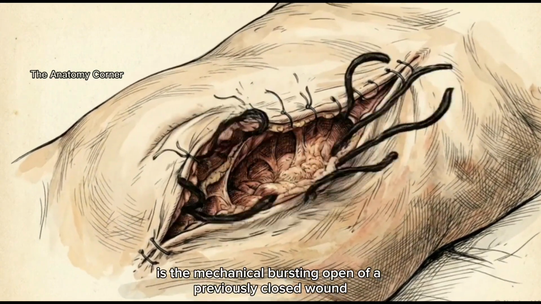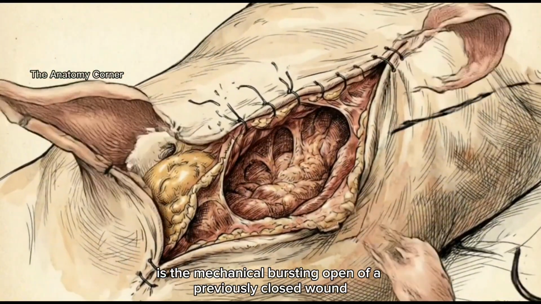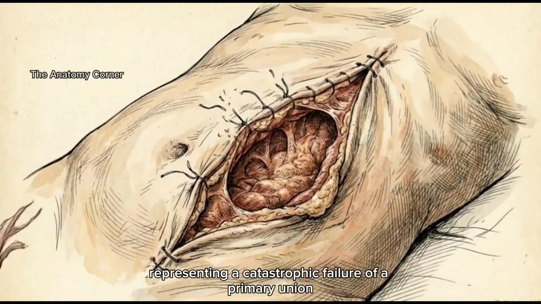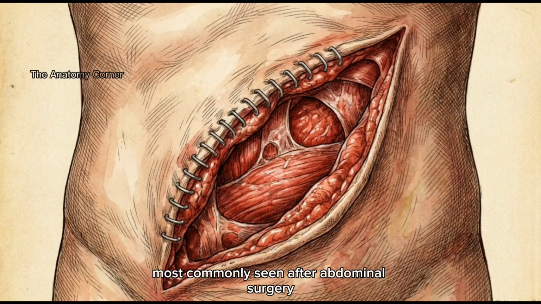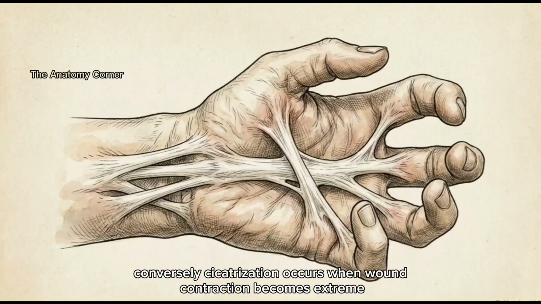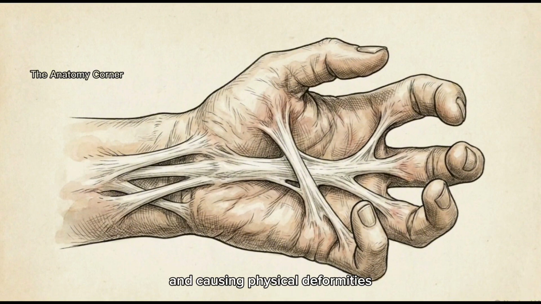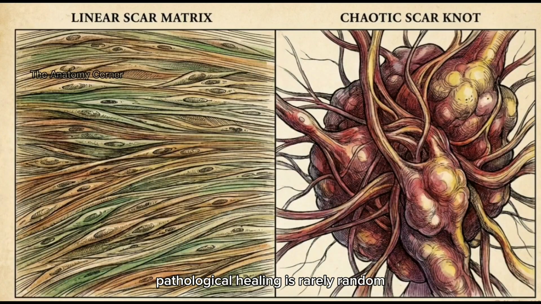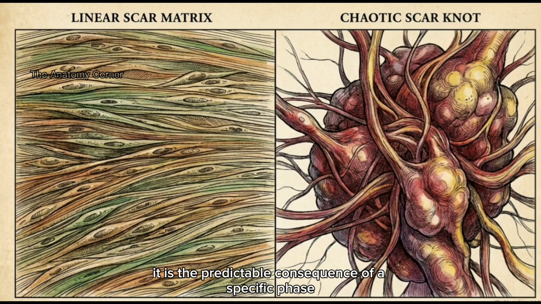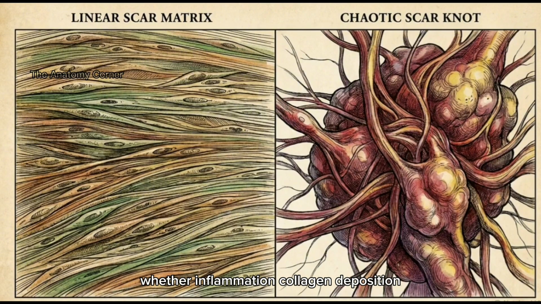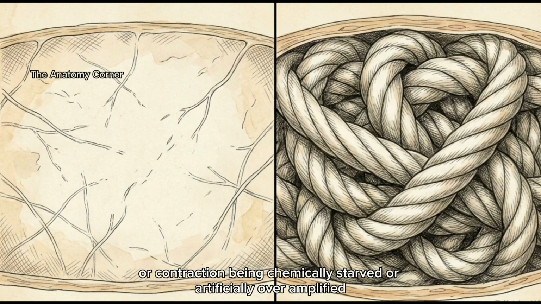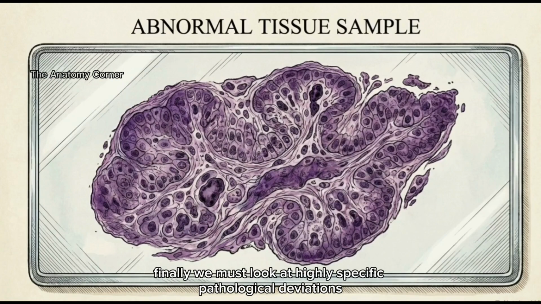Wound dehiscence is the mechanical bursting open of a previously closed wound, representing a catastrophic failure of a primary union, most commonly seen after abdominal surgery. Conversely, cicatrization occurs when wound contraction becomes extreme, severely limiting surrounding joint movement and causing physical deformities. Pathological healing is rarely random. It is the predictable consequence of a specific phase, whether inflammation, collagen deposition, or contraction, being chemically starved or artificially overamplified. Finally, we must look at highly specific pathological deviations.